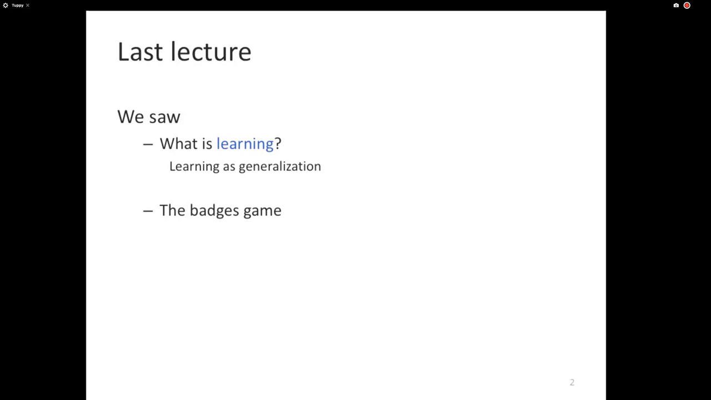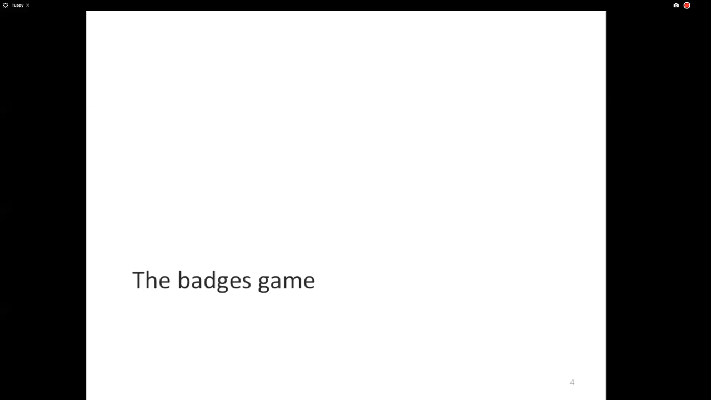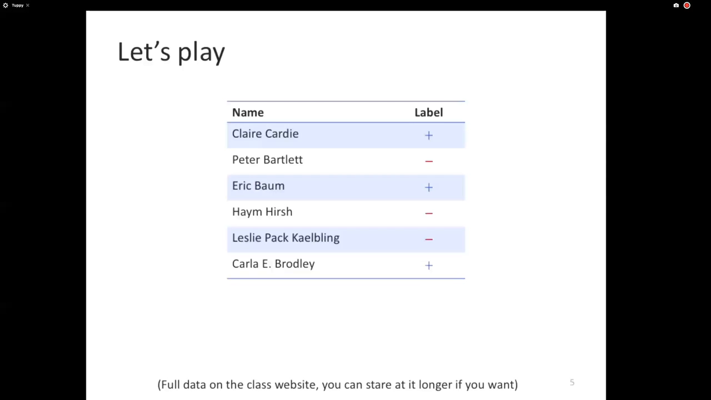And then we looked at the badges game, where we had these names and there are pluses and minuses. Today, we'll be looking at a little bit more of the badges game, and we'll get into formalizing supervised learning, where I'll talk about all these things. We'll get there later. So let's revisit the badges game. Just to remind you, I showed you this table of six names, and I said some of these names have pluses, some of these names have minuses, and I used some rule that I was not going to share with you on Tuesday. I used some rule to decide whether a name gets a plus or a minus, and several of you gave suggestions for what I might have done. And then I pointed out that the full data is on the class website, and you can stare at it and try to discover the rule if you want.